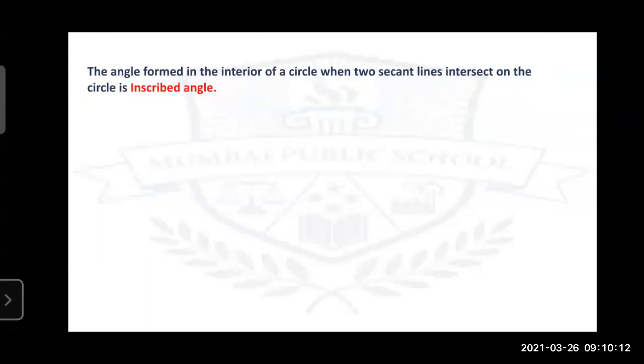Now the first part is what is meant by an inscribed angle. The angle formed in the interior of a circle when two secant lines intersect on the circle is called an inscribed angle.